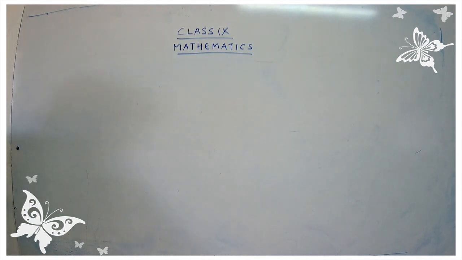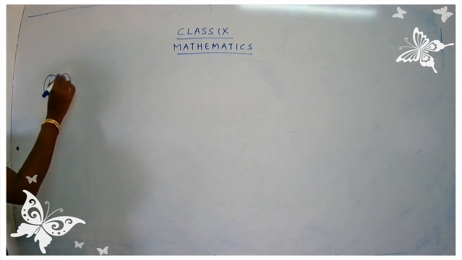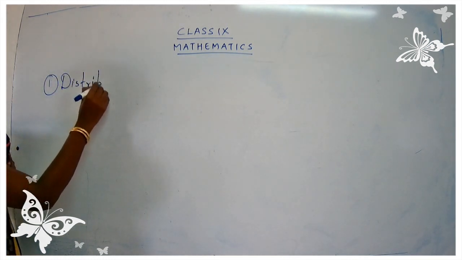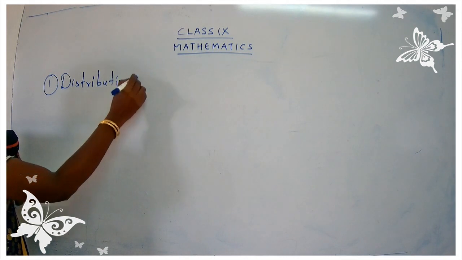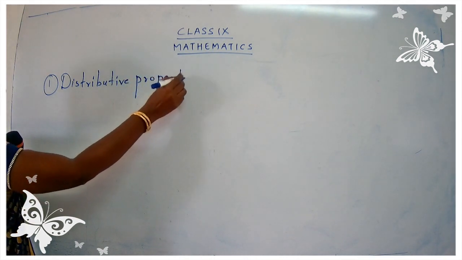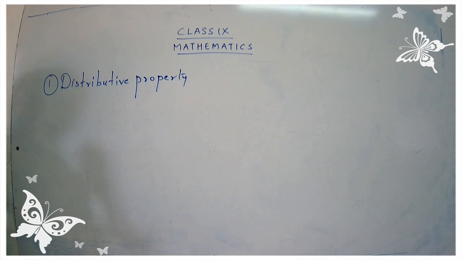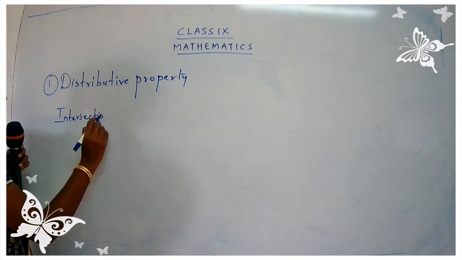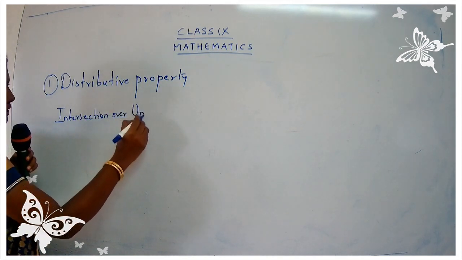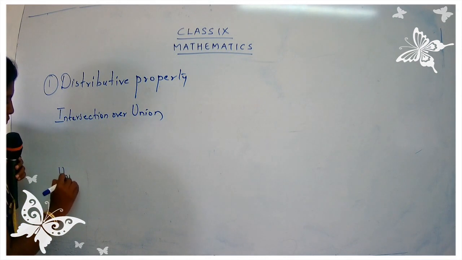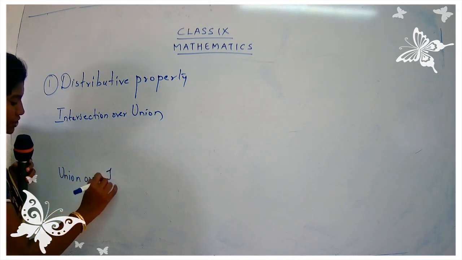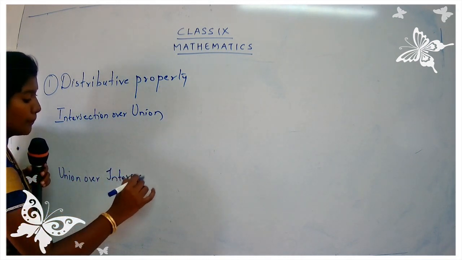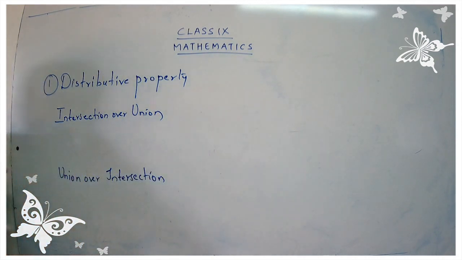Yes, the first one was distributive property. For distributive property, we had two cases. One was intersection over union, and the second one, union over intersection. So these were the two properties under distributive property.